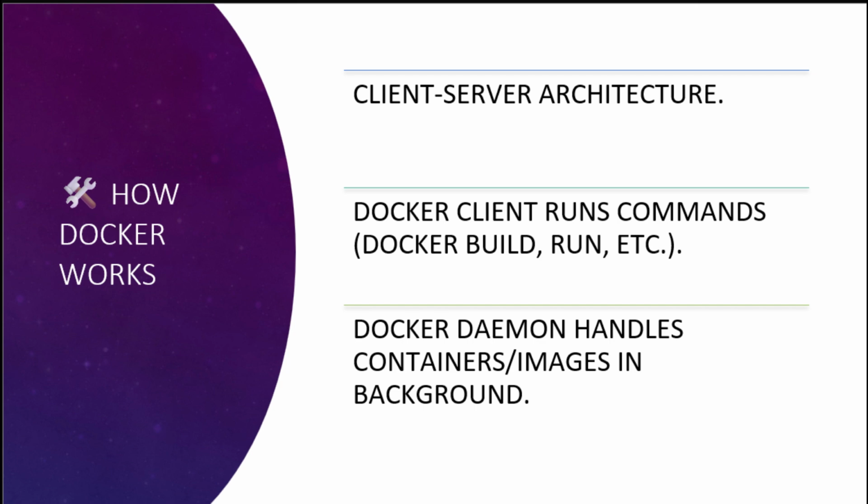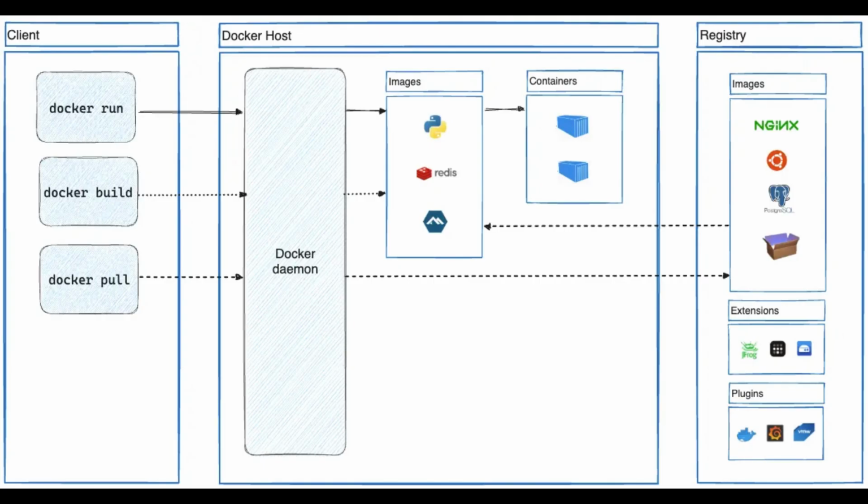How Docker works. Behind the scenes, Docker uses a client-server architecture. The Docker client is what you use to run commands like docker build, docker run, and so on. The Docker daemon, or engine, runs in the background, and it's responsible for creating and managing Docker objects like images, containers, networks, and volumes. They communicate via a REST API. When you run a Docker command, it talks to the Docker daemon, and the daemon does the heavy lifting.